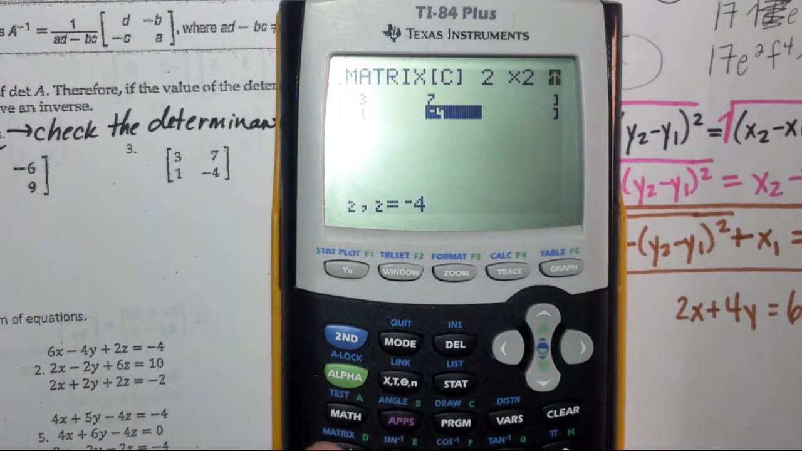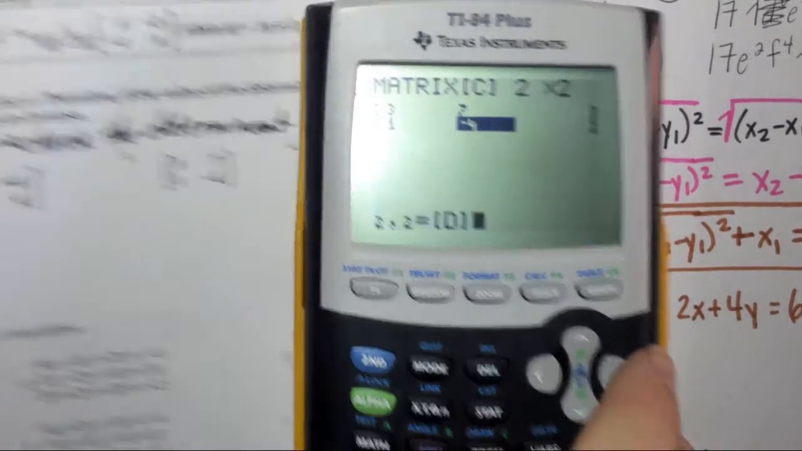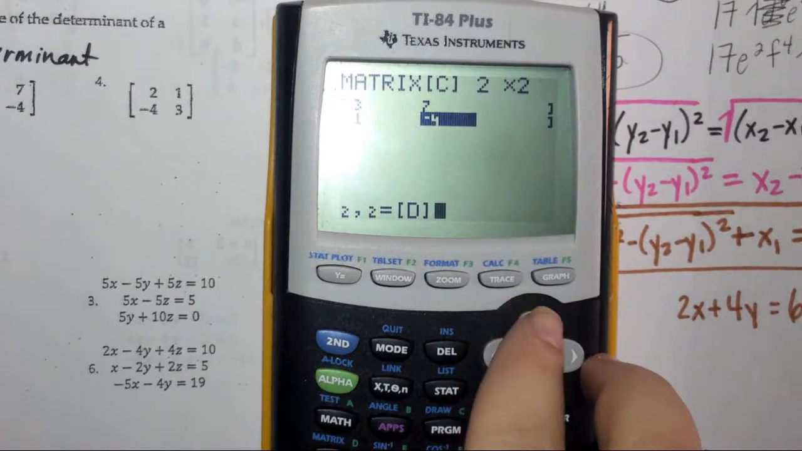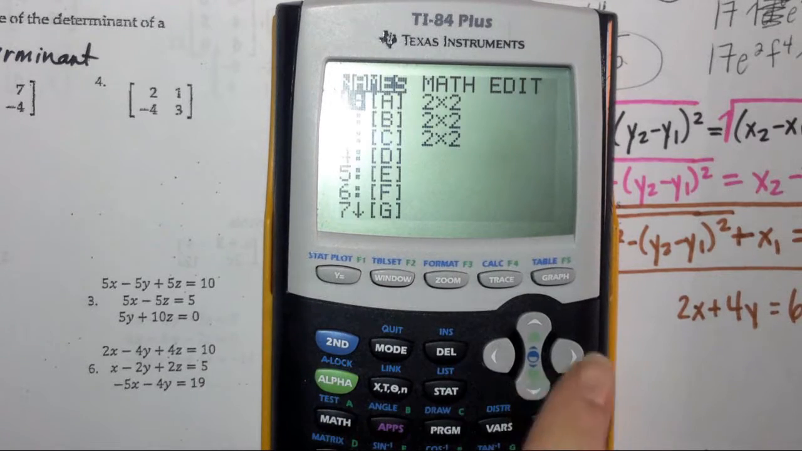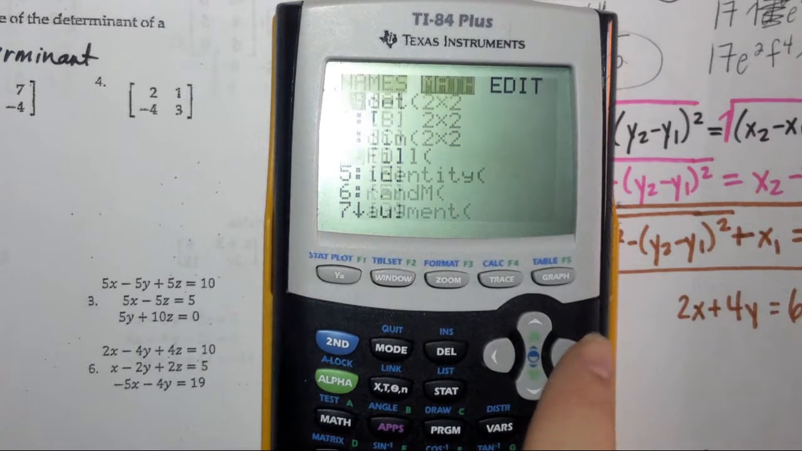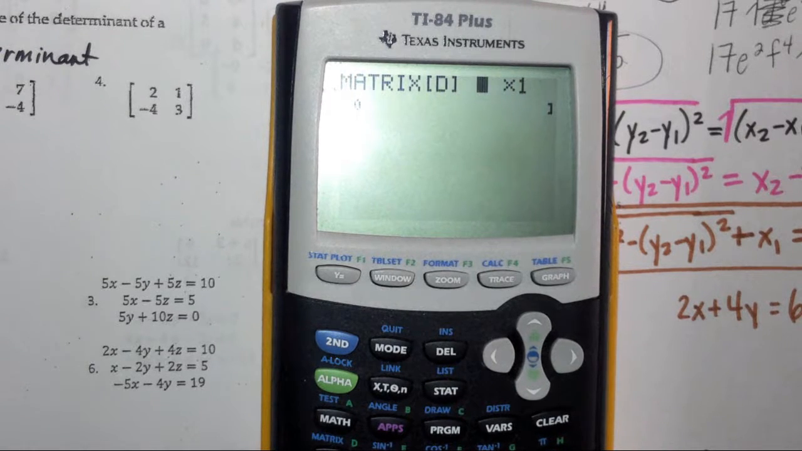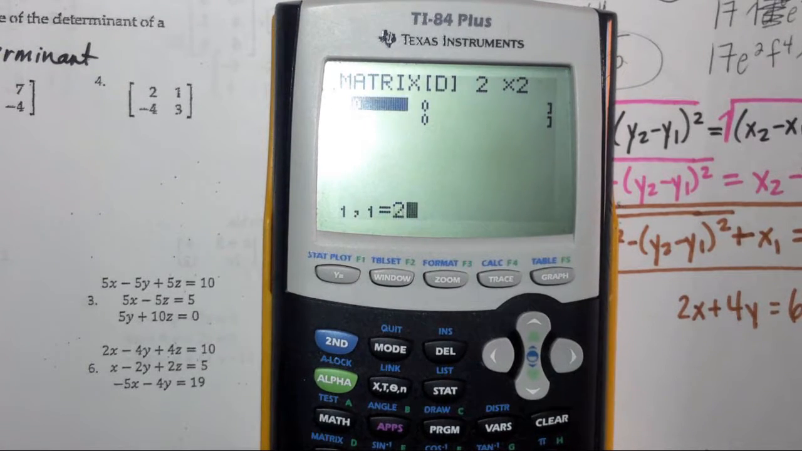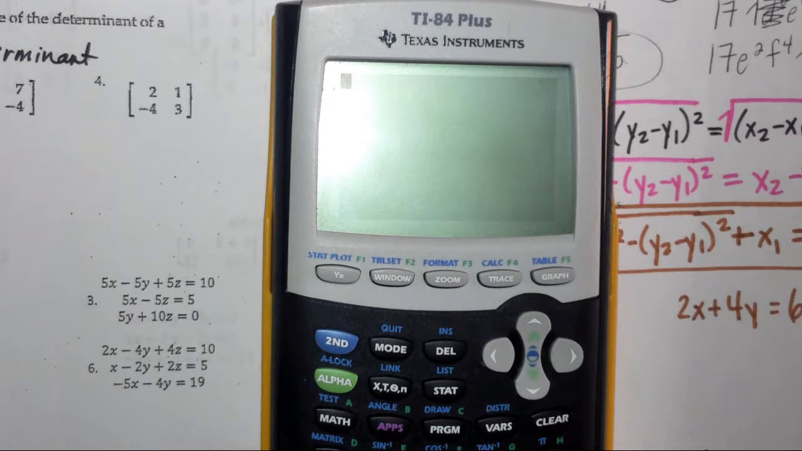And then my last problem, second matrix, I'm going to edit D. It's also a 2 by 2. It's 2, 1, negative 4, 3.